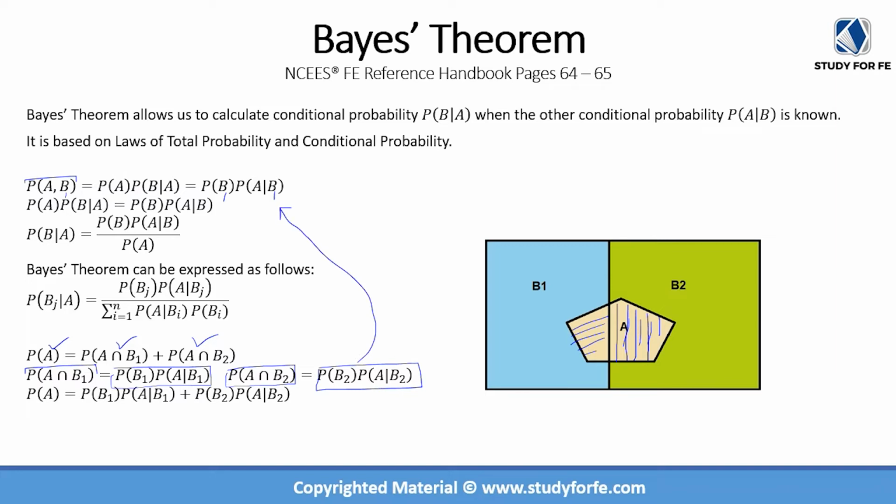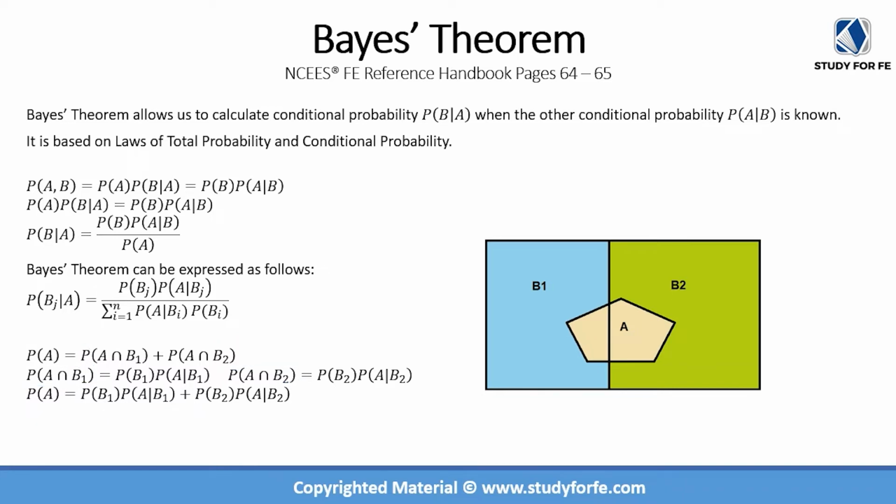Now, what you have to do is simply substitute the probability of A intersection B1 over here and the probability of A intersection B2 over here. And this will result in the probability of A being equal to the probability of B1 times the probability of A given B1 plus the probability of B2 times the probability of A given B2.